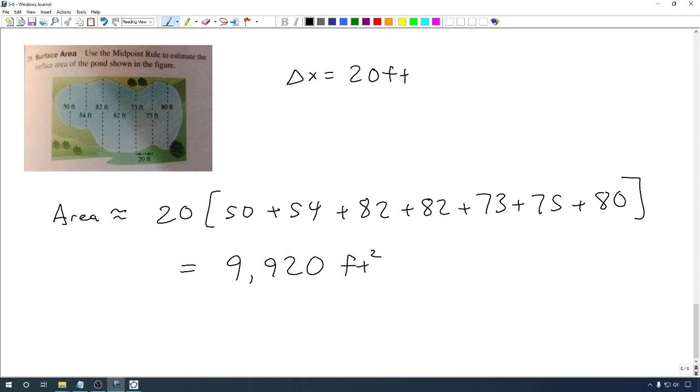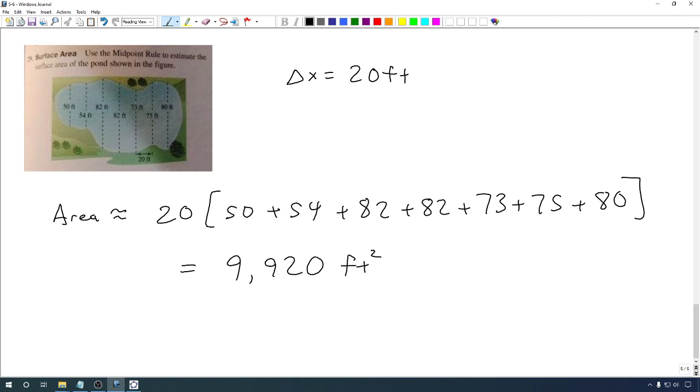Now, maybe using some of the other techniques that I mentioned that we'll talk about in 6.3, we could actually get a better approximation. But for what we have right now, this is pretty much as good as we're going to get.